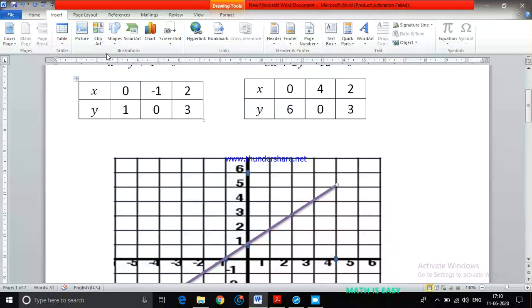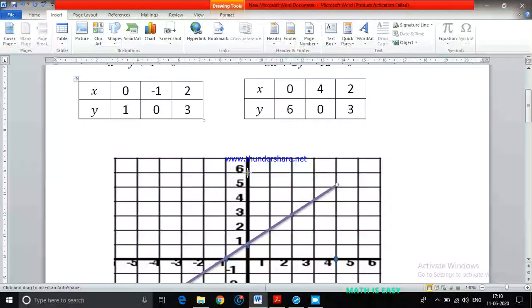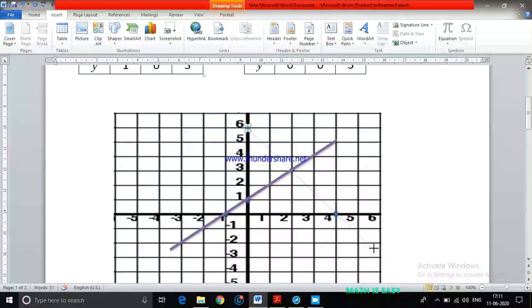Now I need a straight line which passes through all the 3 points. From here, this is 2, 3. Then I have 4, 0.